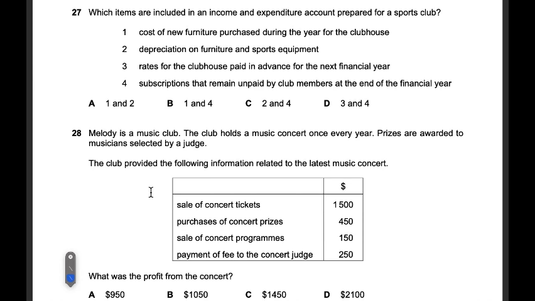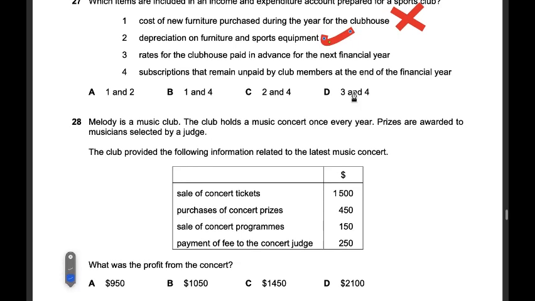27. Which items are included in an income and expenditure account prepared for a sports club? Cost of new furniture purchased during the year for the clubhouse. This is a non-current asset, hence this is not included in the income and expenditure account. Depreciation of furniture and sports equipment. This is an expense, goes into the account.